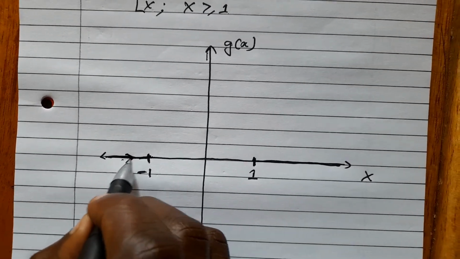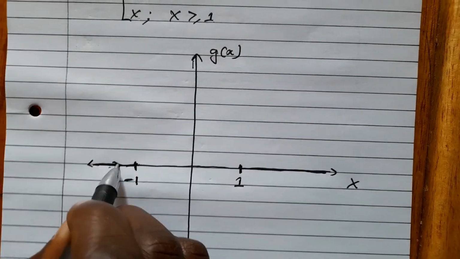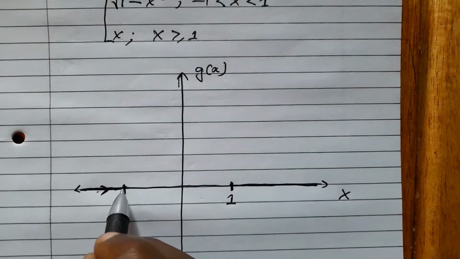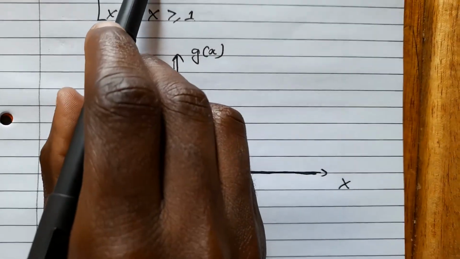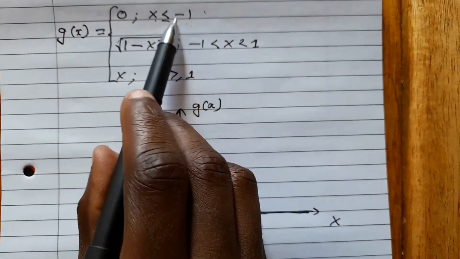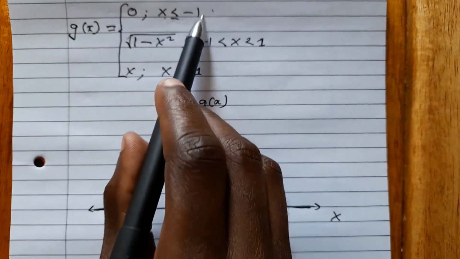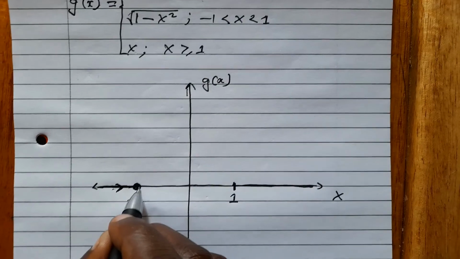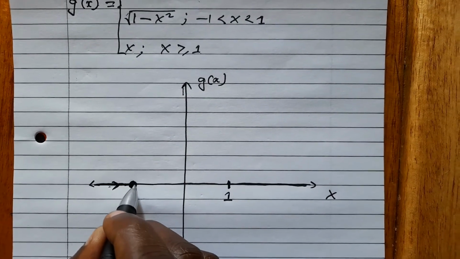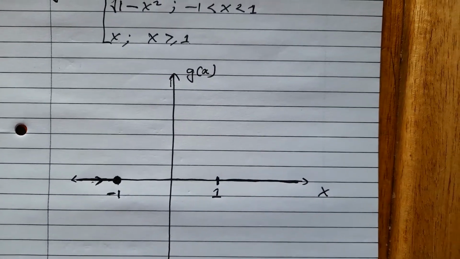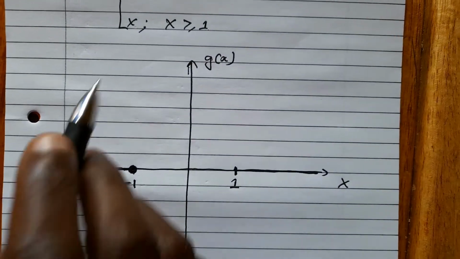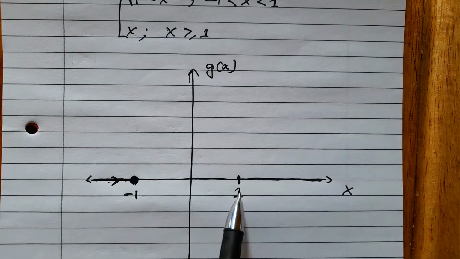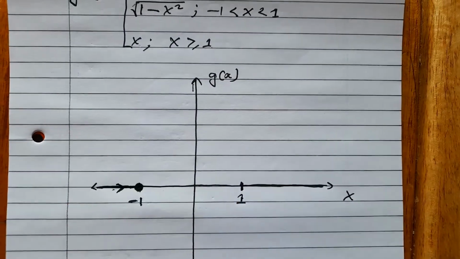So this is the graph from wherever it will start to negative 1. And you realize at negative 1, we are saying x is less than or equal to negative 1, meaning that negative 1 is included. So because of that, I'll be having a closed loop there. Now, for the second bit from negative 1 to 1, I'm having the function like that.